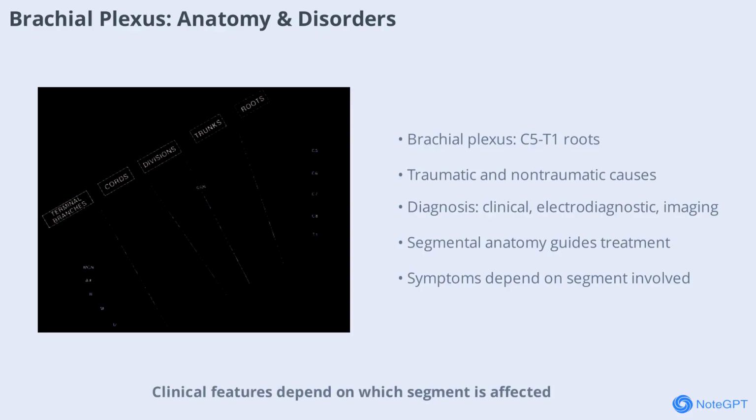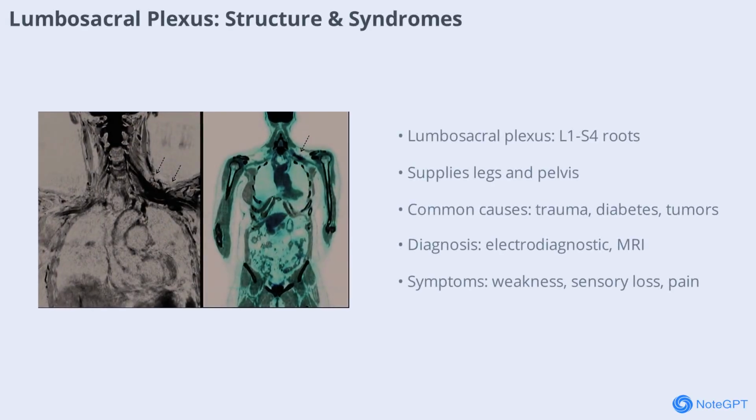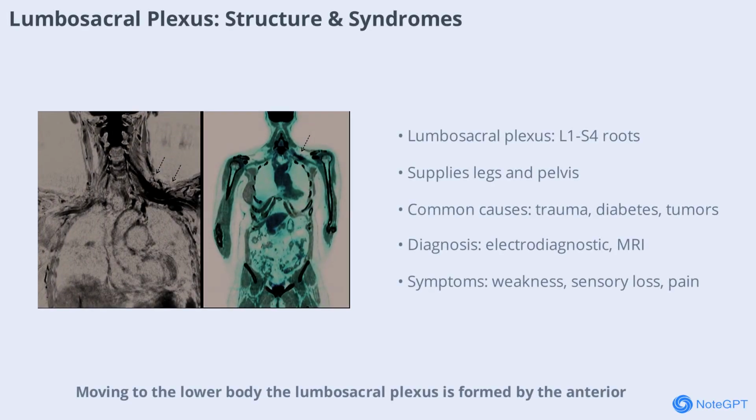Clinical features depend on which segment is affected. Upper trunk injuries may cause weakness in shoulder and elbow movements, while lower trunk lesions often impact hand function. Diagnosis relies on a combination of clinical examination, nerve conduction studies, and imaging. Understanding the anatomy is crucial, as it guides both diagnosis and treatment, which may range from physical rehabilitation to surgical intervention in severe cases.